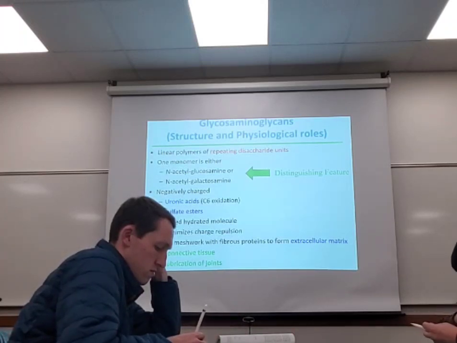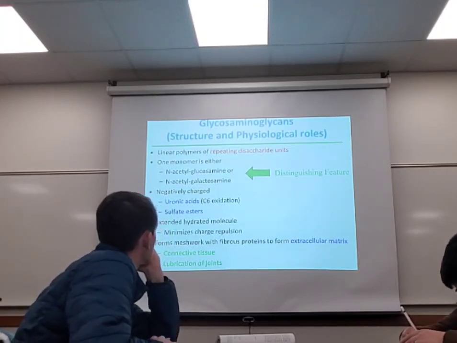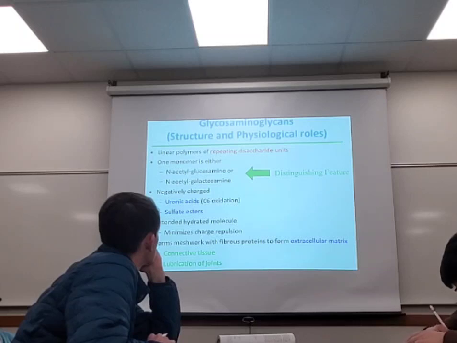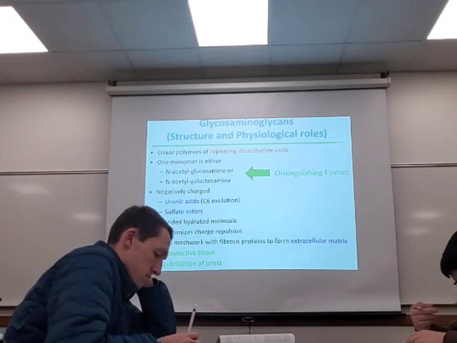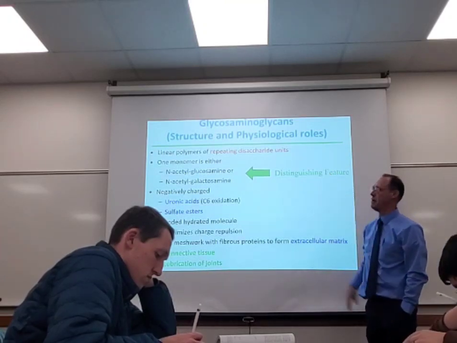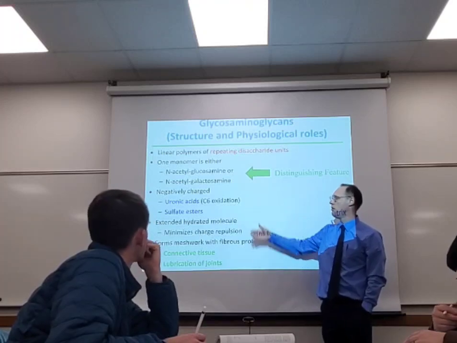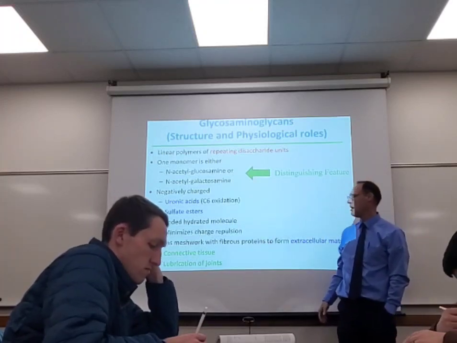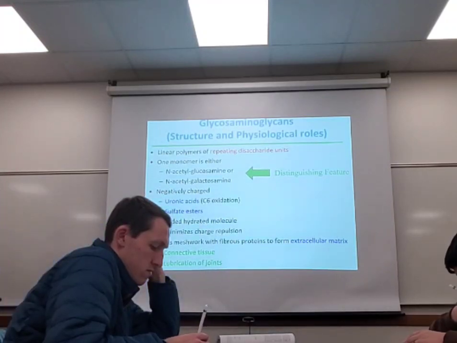One monomer is either what? It's got an N-acetyl group on it, or it's got an N-acetylgalactosamine. Okay, so that is defining in a repeating disaccharide unit that it's a glucosaminoglycan. They typically have negative charges with sulfates or uronic acid. Okay, it's used in framework like connective tissues, lubrication for joints.